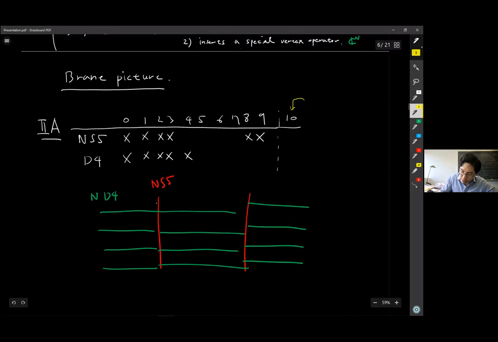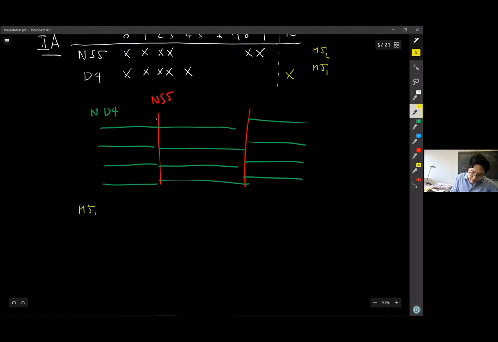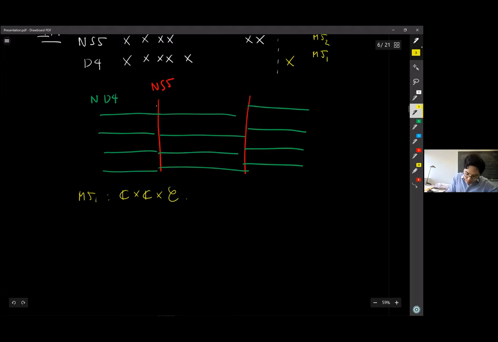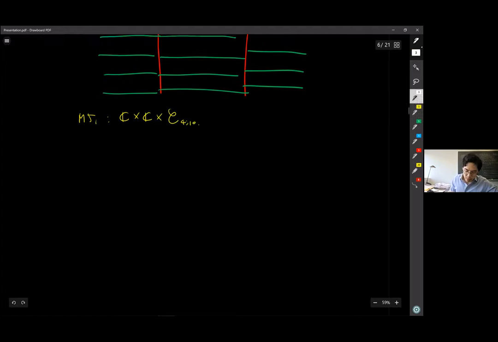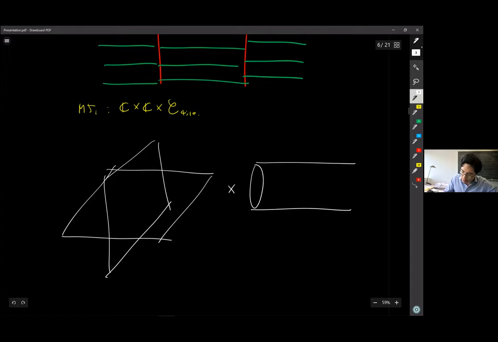We think of the M theory uplift, where the NS5 branes and D4 branes both uplift to M5 branes. So let me call them M5-1 and M5-2. And I will visualize the worldvolume of M5-1. So it's two complex planes, and I have two complex planes. This is the direction of x4, and the M theory circle is this compact direction.